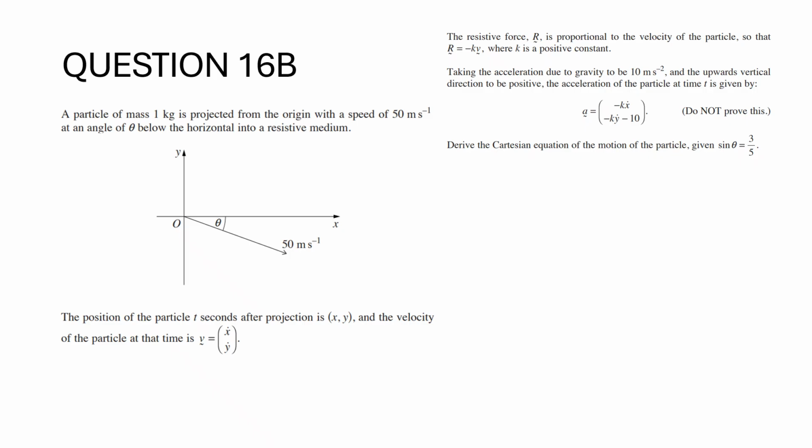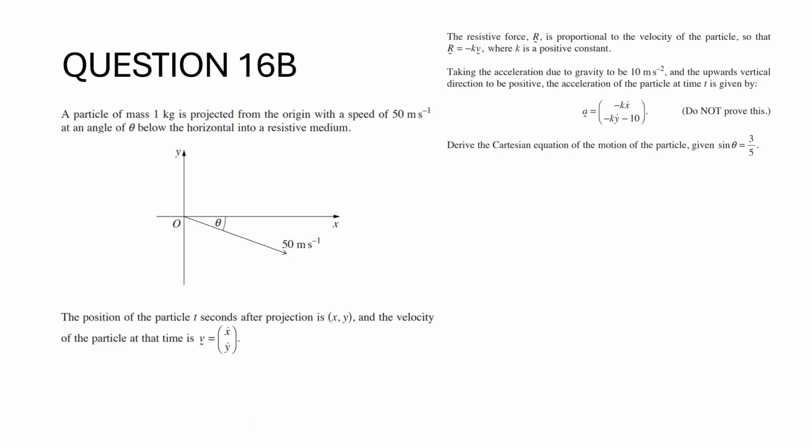Taking the acceleration due to gravity to be 10 meters per second squared and the upwards vertical direction to be positive, the acceleration of the particle at time t is given by a. Derive the Cartesian equation of the motion of the particle given that sine theta is equal to 3/5.